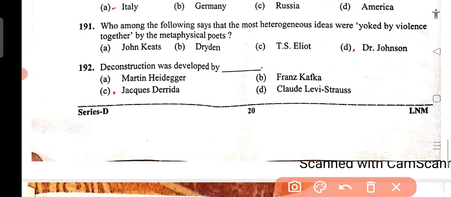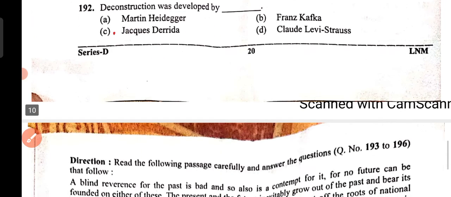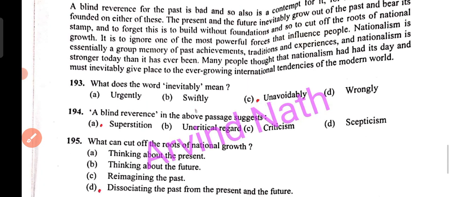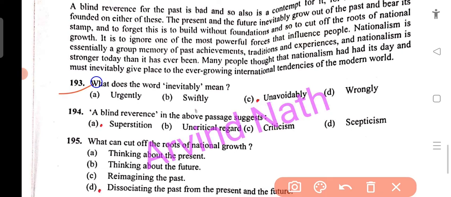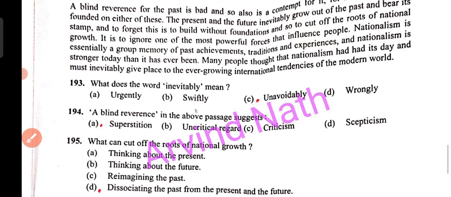Now the next, 192: Deconstruction was developed by Jacques Derrida. Now the next, there is a passage and then you have to answer 193: what does the word 'inevitably' mean? Unavoidably. Option C will be the correct.